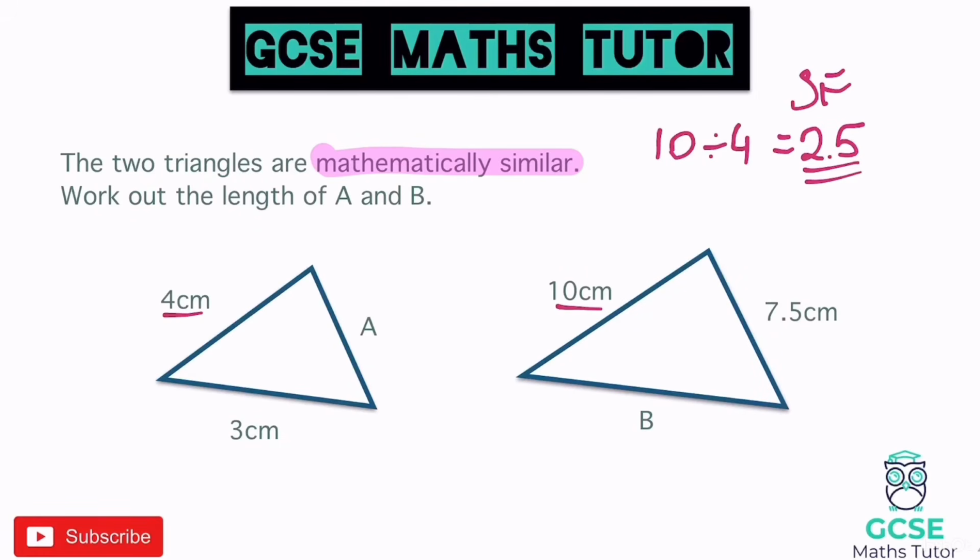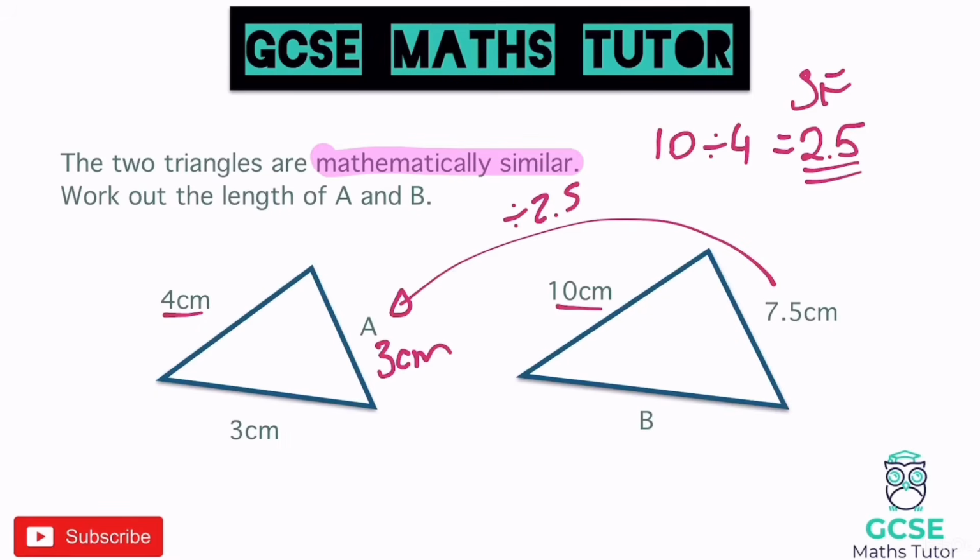So let's have a look at A to start with. We've got to get from 7.5 back down to A. So that's going from the big shape down to the little one. So to get from the big one down to the little one, we divide by the scale factor. So divide by 2.5, and 7.5 divided by 2.5 will be 3 centimetres.